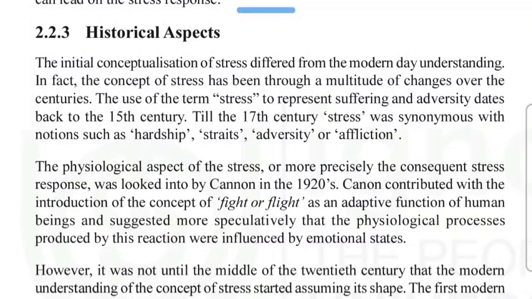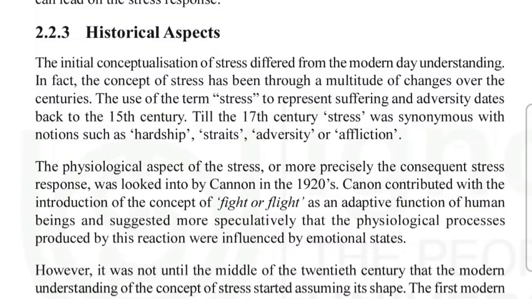2.3 Historical aspects. The initial conceptualization of stress differed significantly from the modern-day understanding. The concept of stress has undergone numerous changes over the centuries. The use of the term stress to represent suffering and adversity dates back to the 15th century. Until the 17th century, stress was synonymous with notions such as hardship, straits, adversity, or affliction.